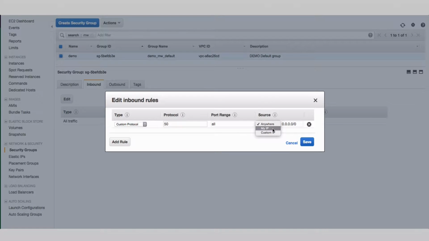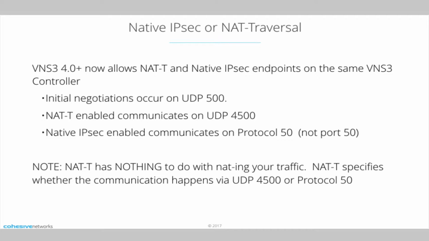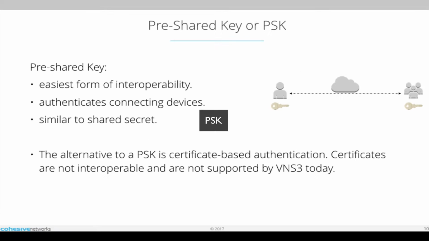custom protocol rule. So one thing that's important to remember is NAT-Traversal has NAT in the name. It doesn't really have anything to do with NATing your application traffic. It just specifies whether the communication between the two devices on the outer edge is going to go via UDP 4500 or protocol 50.